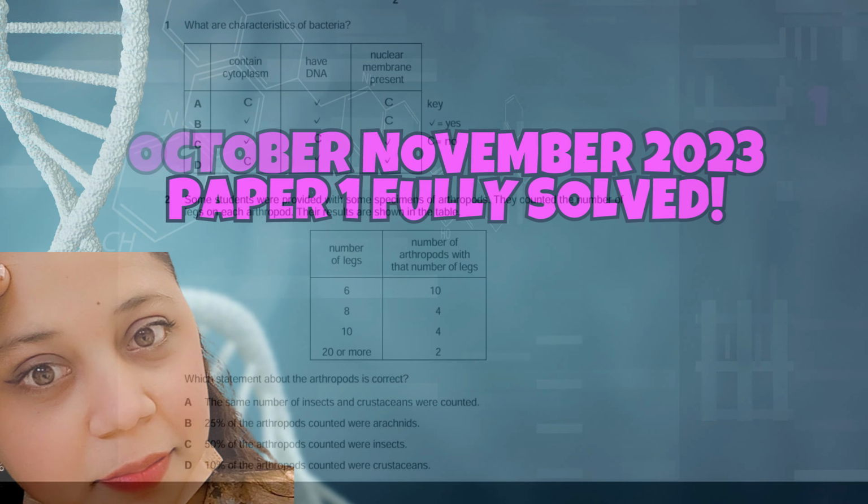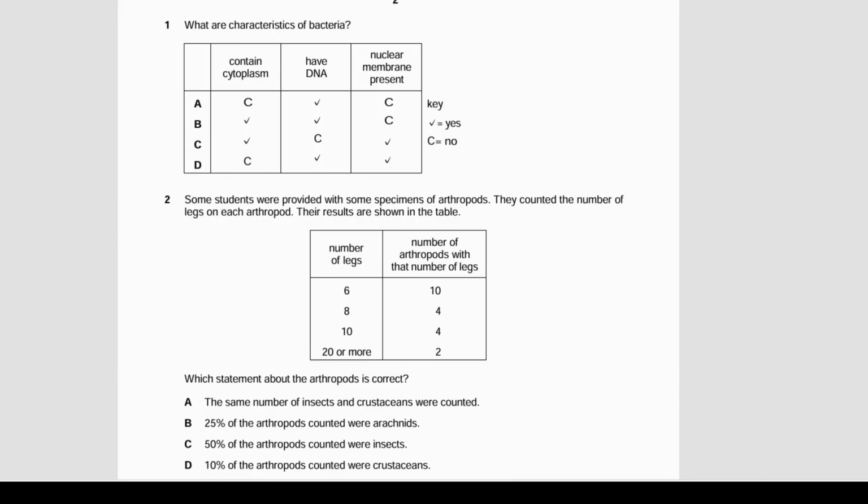Let's start with this paper. This is the O Levels paper with the code 5090, and it's the October November 23 paper. It's variant 1. Okay, variant 2 you have to do on your own, variant 1 you will do with me.